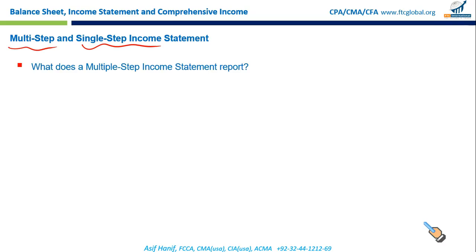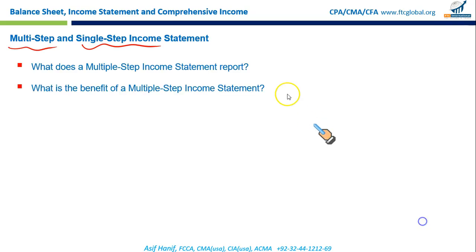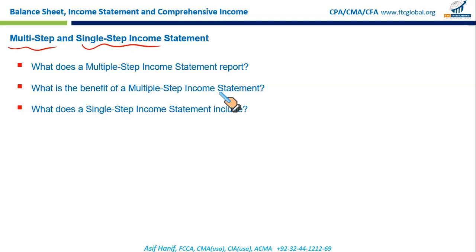So what does a multi-step income statement report? It reports your operating revenue and your operating expenses, and they are shown separately from non-operating items. Then what is the benefit of a multi-step income statement? As I just told you, it provides detailed data useful for calculating various levels of profitability and various analytical ratios. We will discuss this ratio analysis as well in the coming classes.